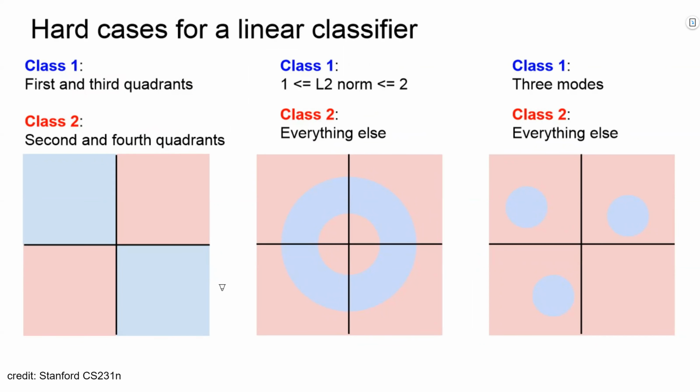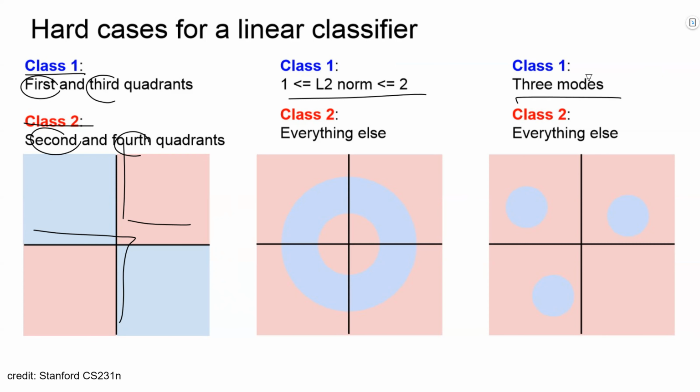Of course, there are hard cases for a linear classifier. Let's say class 1 is the first and third quadrant, and class 2 is in the second and fourth quadrant. It's quite hard to divide these spaces with just one linear boundary. And with an L2 norm between 1 and 2 and the other space, it's also impossible to divide these two spaces with linear classifiers. And if there are 3 modes, it's also impossible.